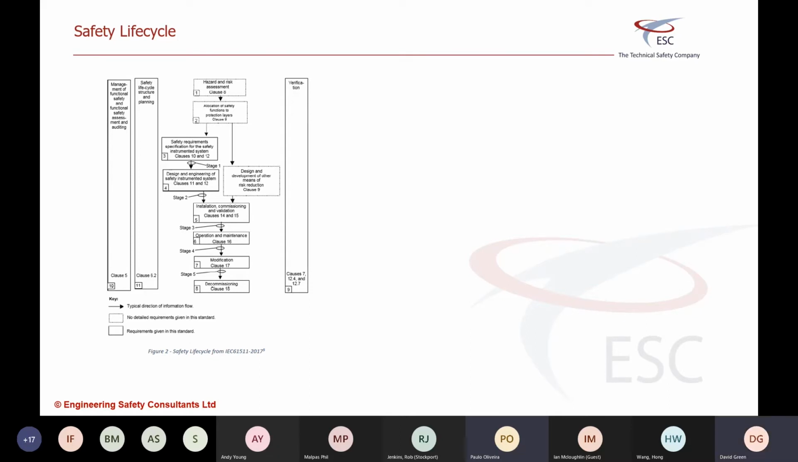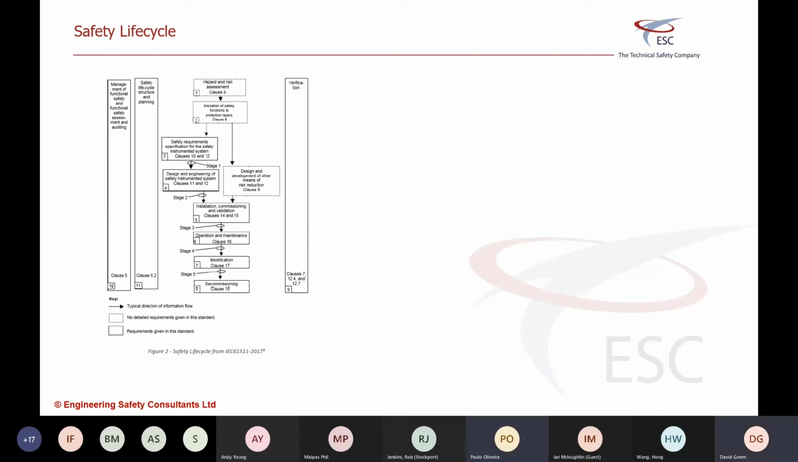And then there are discrete steps. Those discrete steps start at a hazard and risk assessment, then allocation of safety functions, then specification, design, installation, commissioning, validation, operation, maintenance, modification, and eventually decommissioning. That structured approach is there to address exactly what we've been talking about.